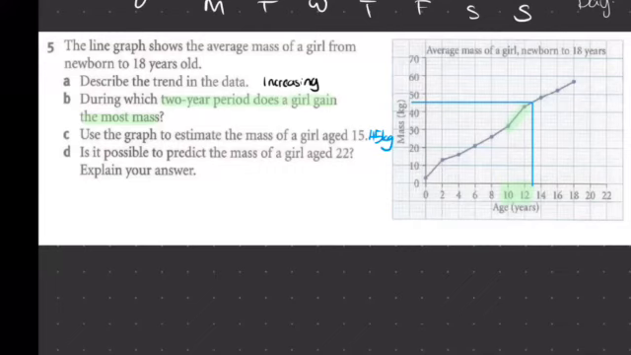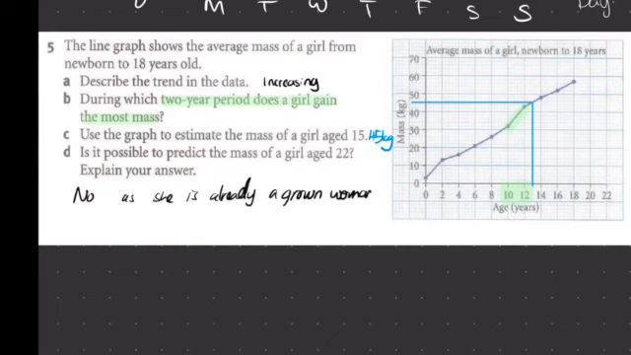Is it possible to predict the mass of a girl at age 22? I would say no, as she is already a grown woman. It is hard to predict after that age. Well, if you want to write, yes, you can say that they have a positive correlation, the both are increasing at the same time, also acceptable.